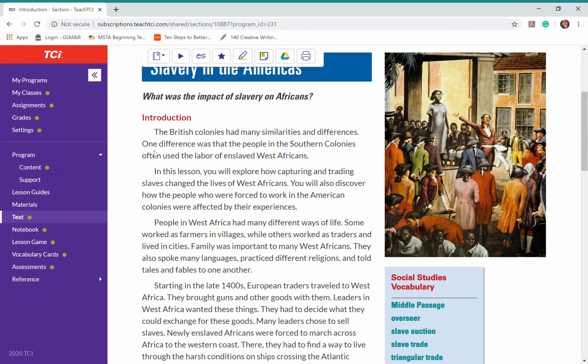Hi, fourth graders. So today we are going to be diving into lesson 8, which talks about slavery and the Americans. Now, in lesson 6, we learned that people from Europe wanted to go and find new land.